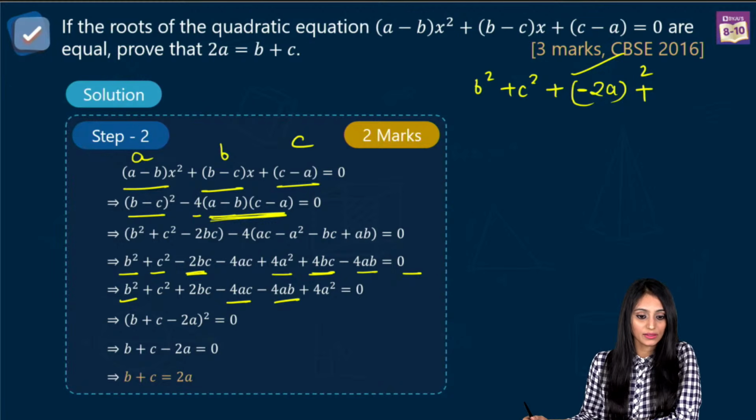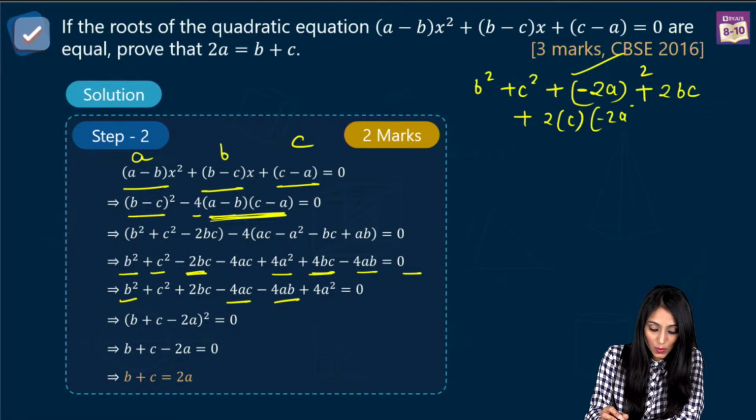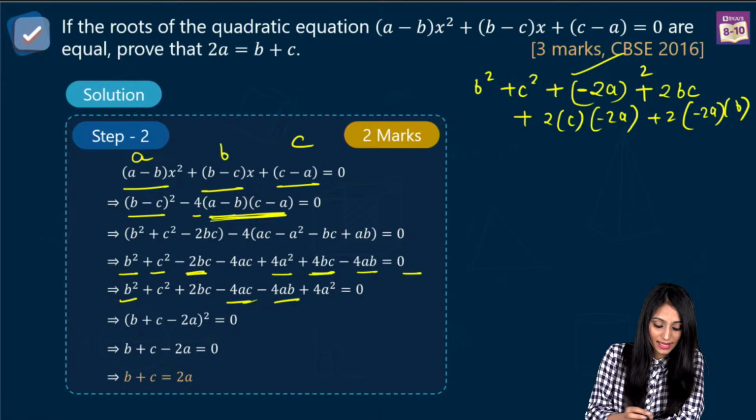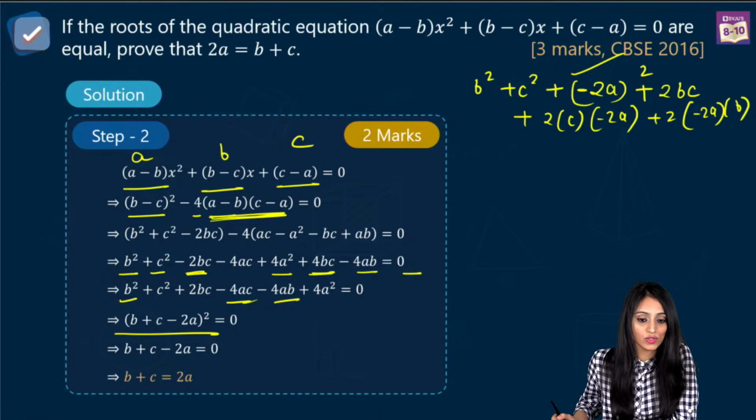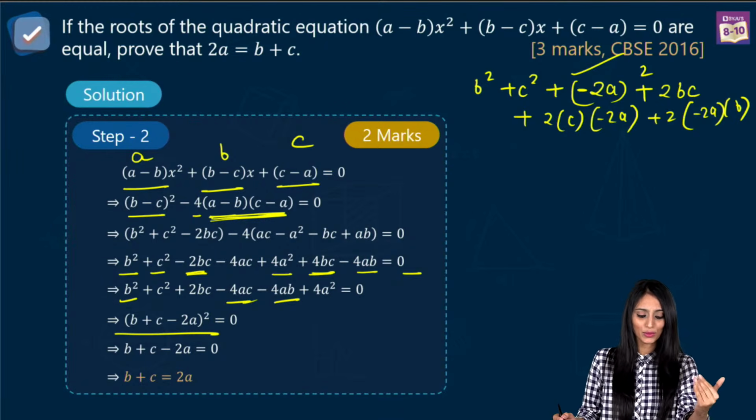Right? So this becomes 2 times b and c, 2bc, right? And then plus 2 times c times minus 2a. This would be minus 4ac, plus 2 times b times minus 2a. That's why it is (b plus c minus 2a) whole square. I hope this part is clear to everyone. This is what you have done in grade 9th, right? So it's really simple for you to come to this identity.